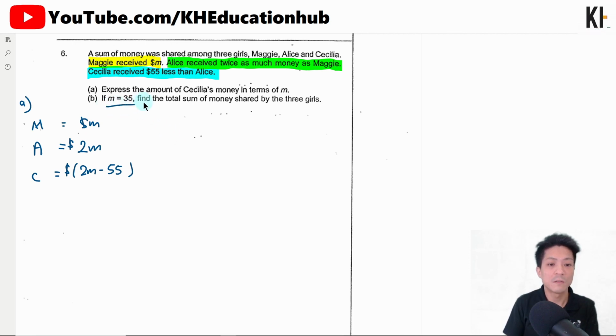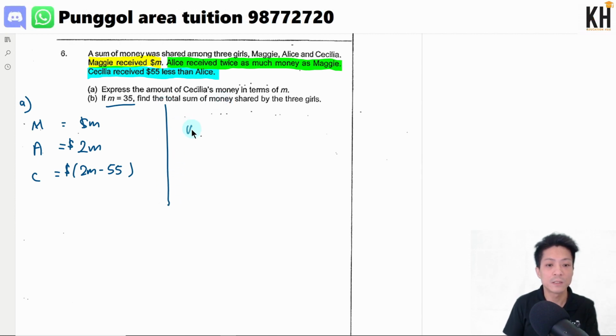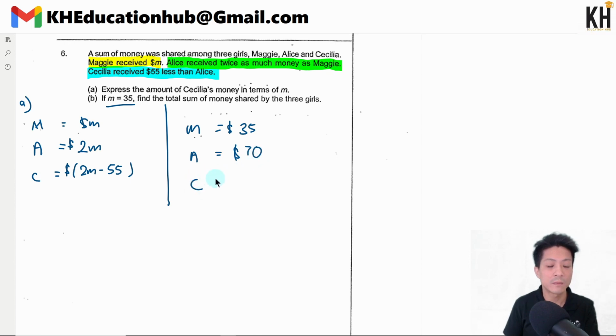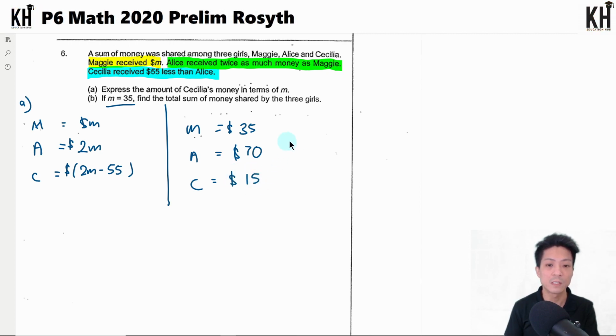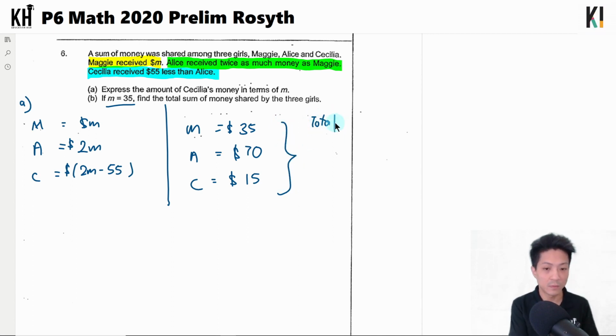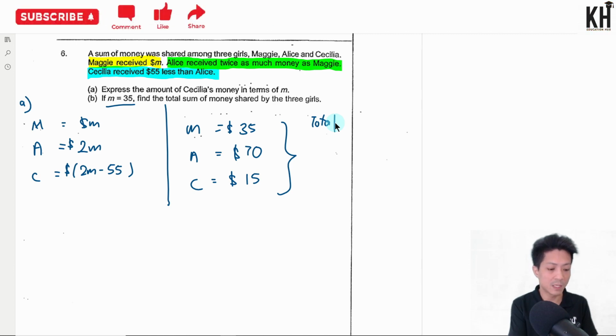So if M is 35, find the total sum of money shared by the 3 girls. I'm gonna rewrite everything. M is basically $35, right? Alice will be 2 times, which is $70. Cecilia will be 70 minus 55, which is $15. We're gonna find the total. Total will be 70 plus 35 plus 15, which is $120.